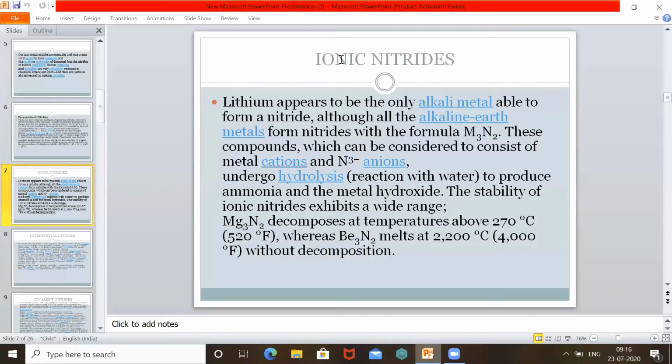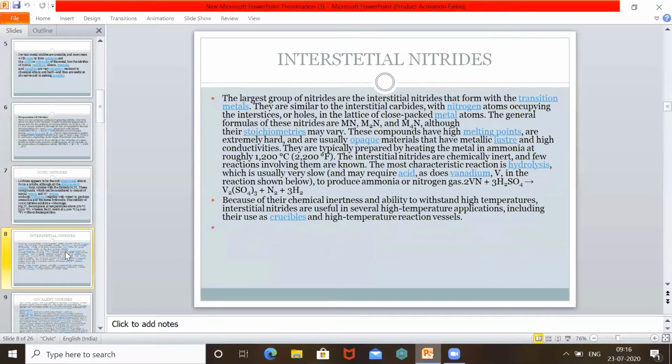When we talk about ionic nitrides, the bond between nitrogen and the metal should be ionic. Metals have low electronegativity, so they easily combine with nitrogen, the alkali and alkaline earth metals, forming ionic nitrides. Li3N, and the formula will be M3N2, that is Mg3N2, Be3N2, like this. Next we'll see interstitial nitrides.